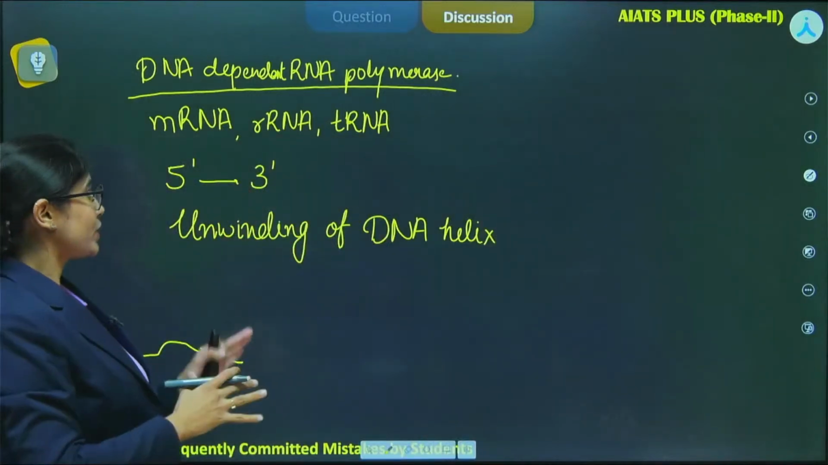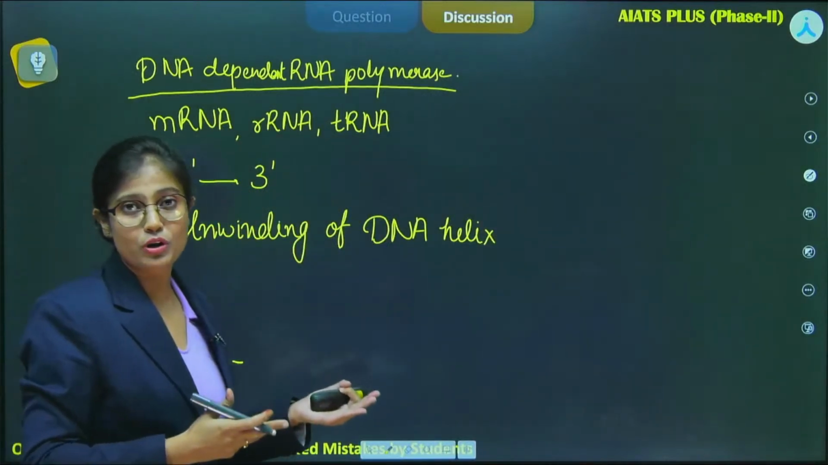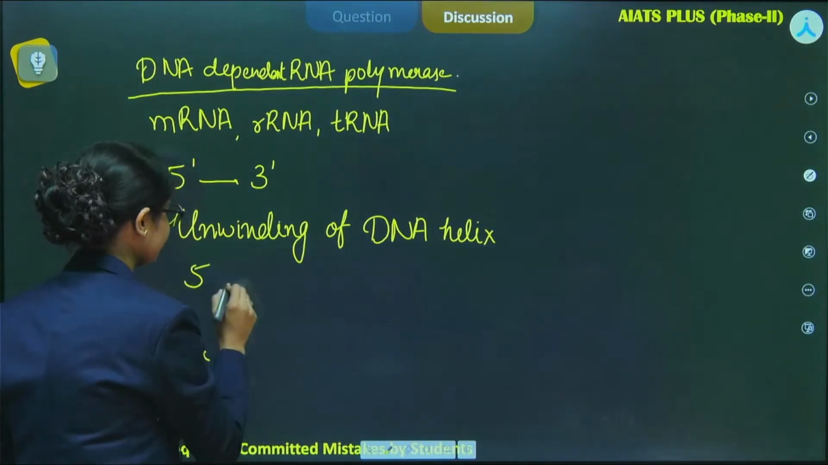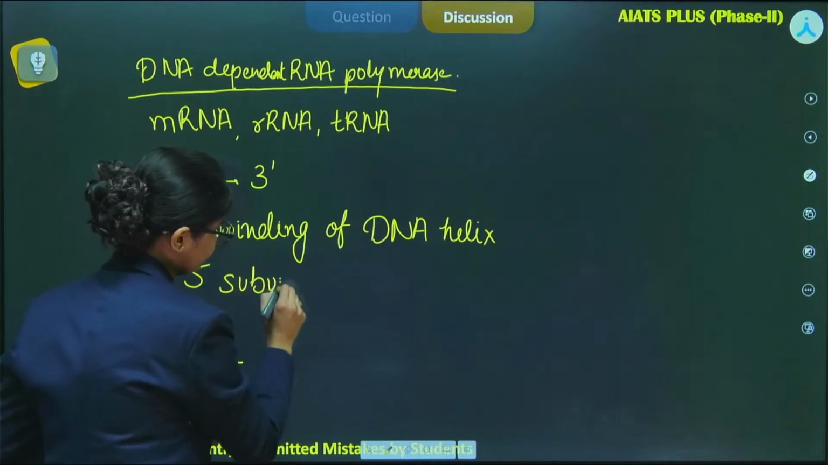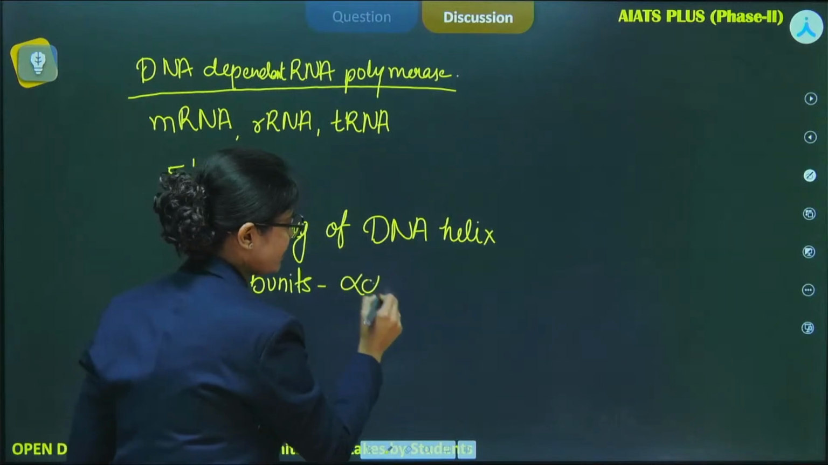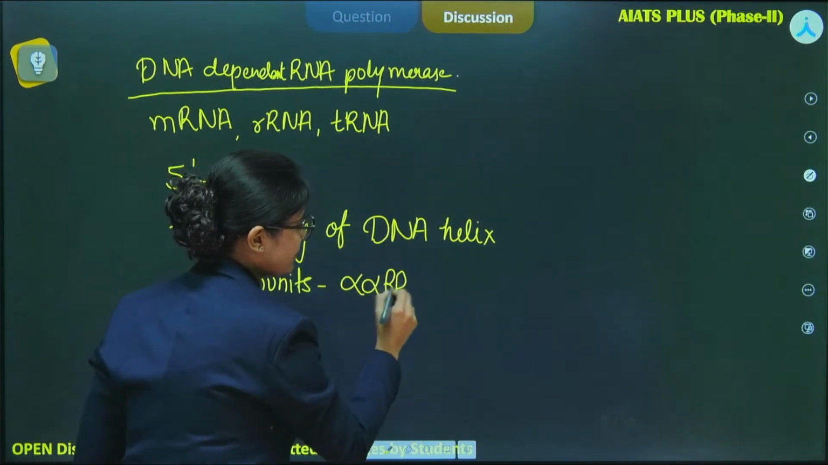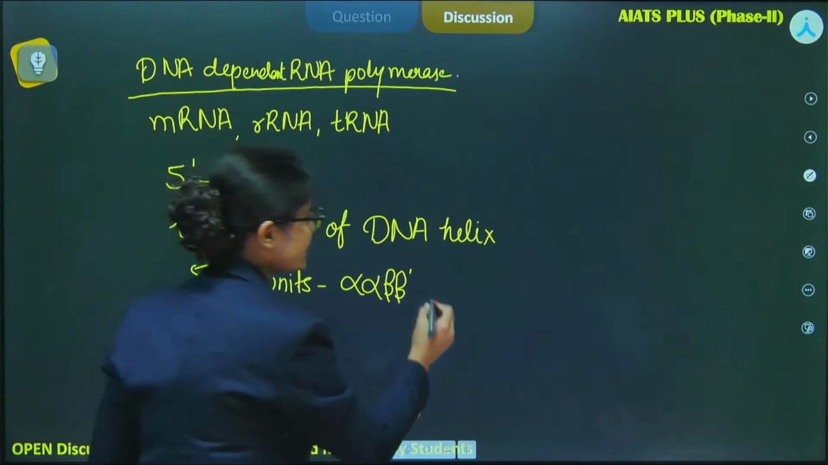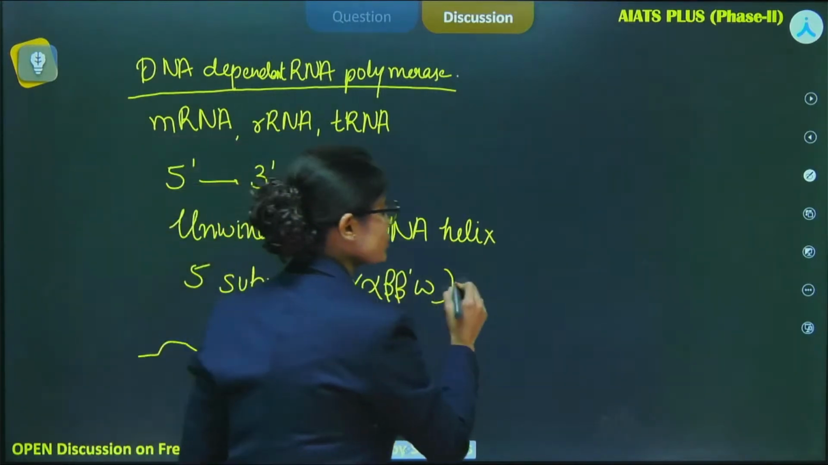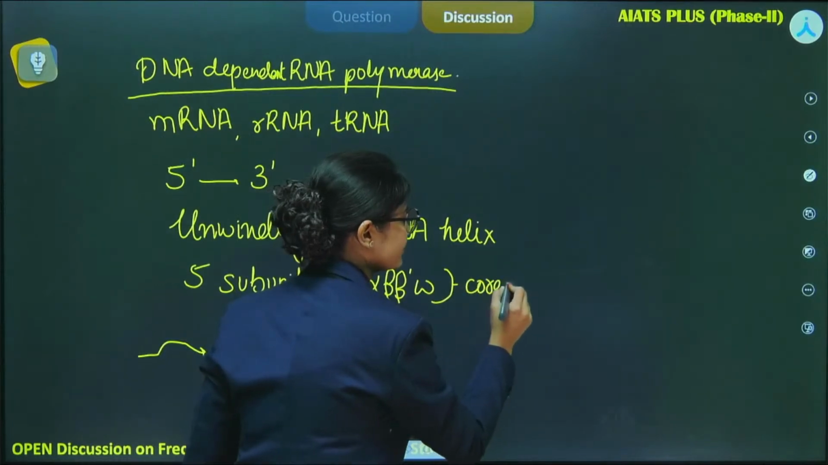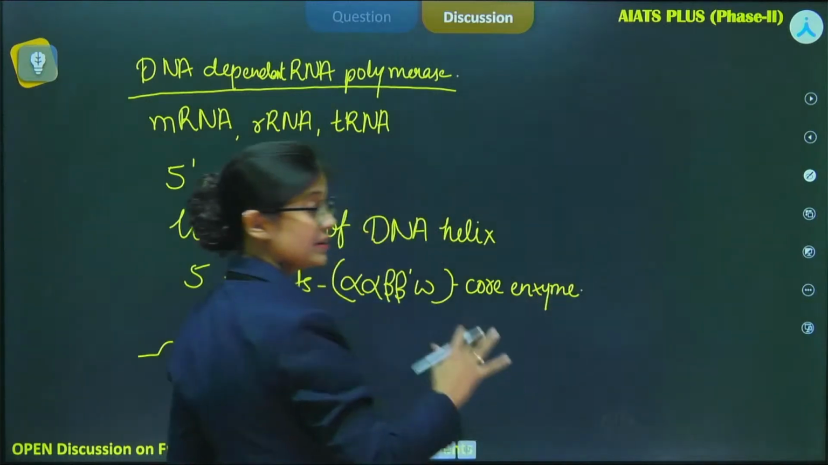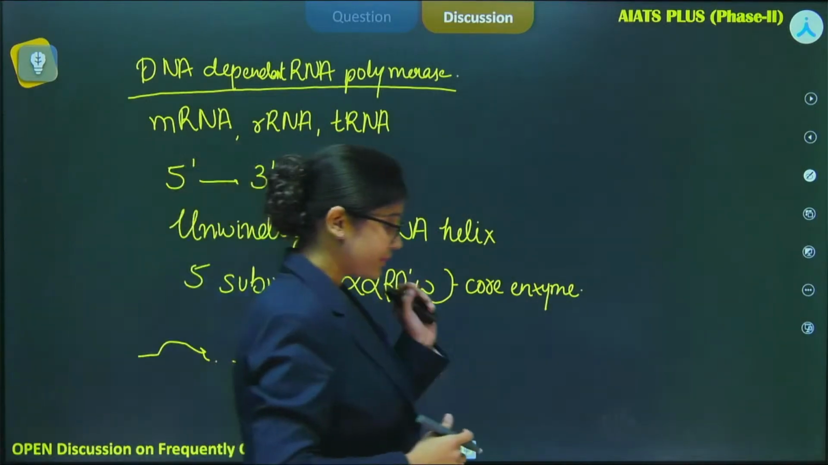And the most important thing is how this enzyme looks. It basically consists of 5 subunits. What are those subunits? 2 are alpha, 1 is beta, another is beta dash, and the 5th one is omega. When these subunits are present, then the enzyme is known as the core enzyme. Right? So these are the properties of this enzyme.